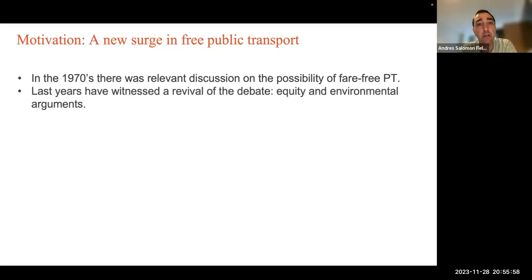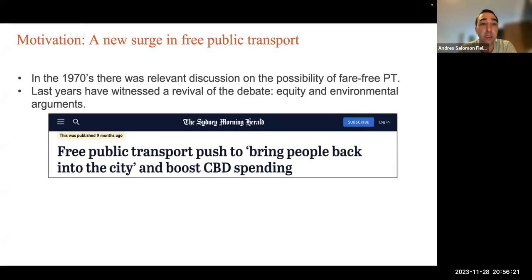However, in the last few years, there has been a revival of the debate. Equity arguments in terms of favoring the less affluent commuters, and also environmental arguments, because now it's more urgent than 50 years ago to reduce car use and therefore to attract people to public transport. And this has been happening in many countries in the world, and Australia is actually one of them.